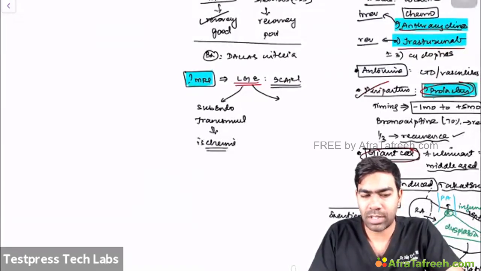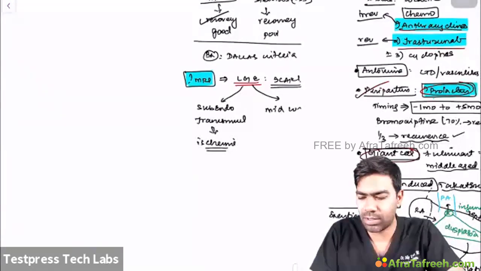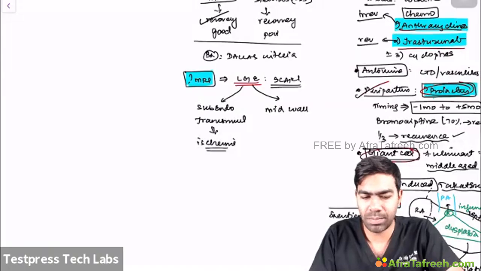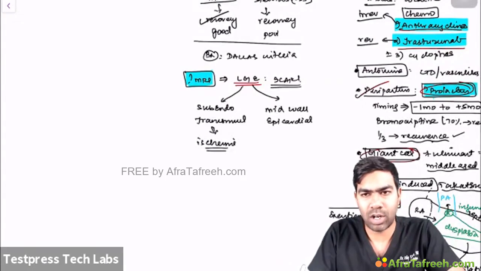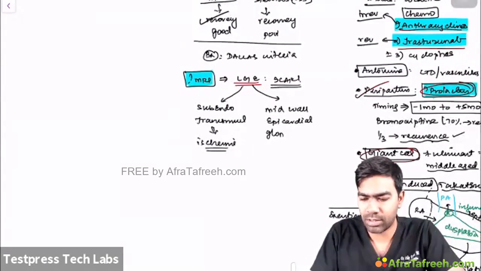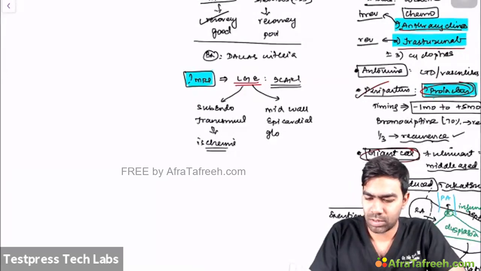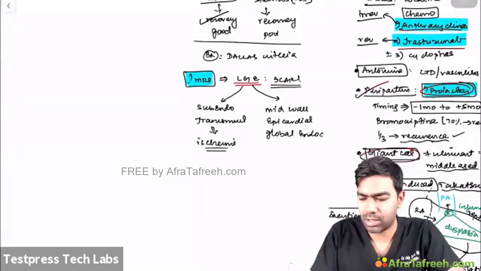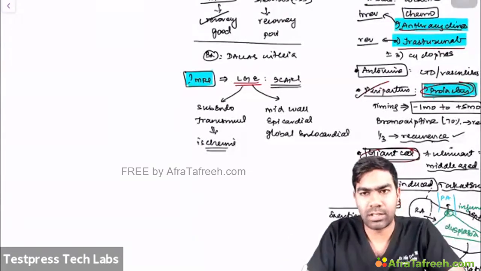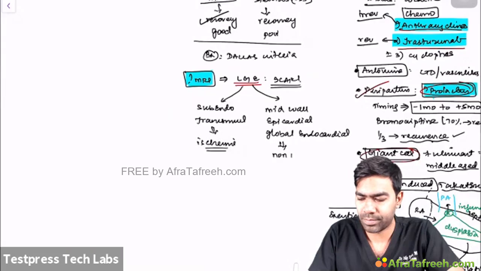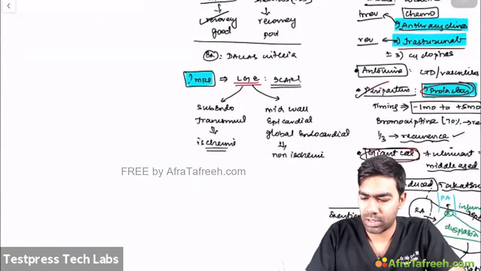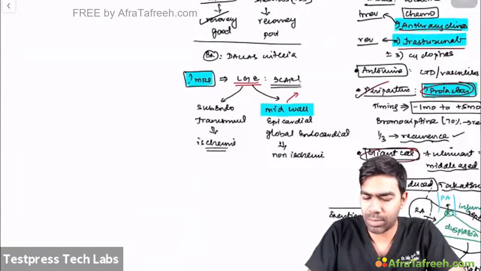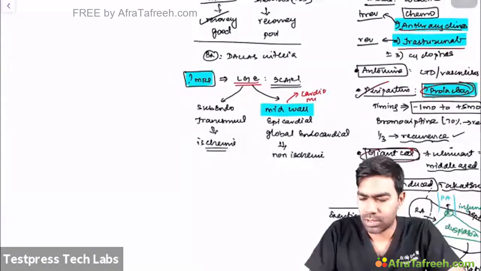Non-ischemic types can be seen in the mid-wall, the middle of the myocardium. So if you see mid-wall, then that is non-ischemic. If you see epicardial, that is non-ischemic. If you see global endocardial LGE, that is also predictive of non-ischemic. In this, the mid-wall is the one that tells you probable cardiomyopathy, or it can be myocarditis.